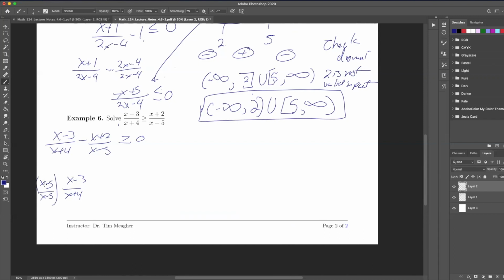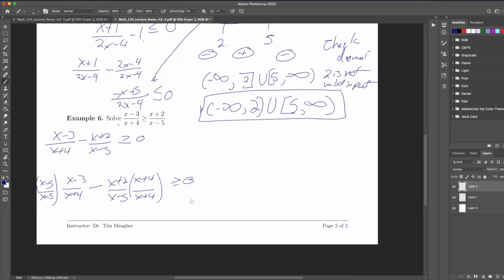Remember that multiplying the same thing on the top and the bottom is like multiplying by 1, so it doesn't change our answer. Then I'm going to take this one and multiply it by x plus 4, the denominator of the other one. The reason I do this is so I can put it together, because they have to have the same denominator. So now the denominator is the same, and this is still greater than or equal to 0.